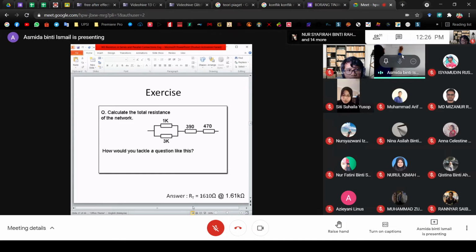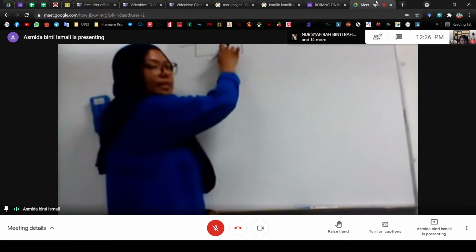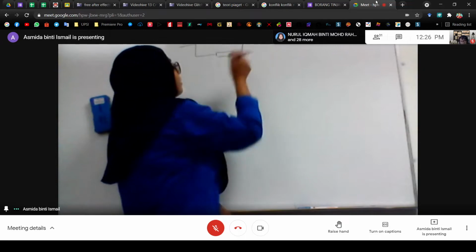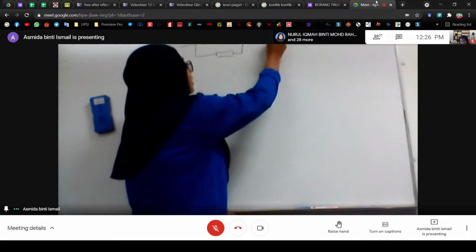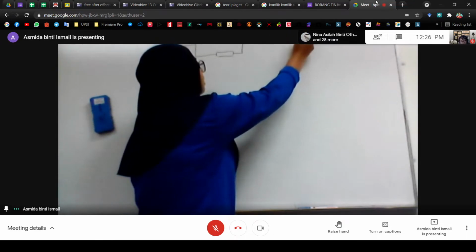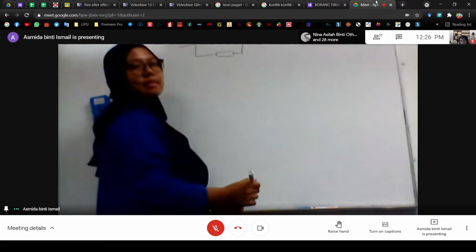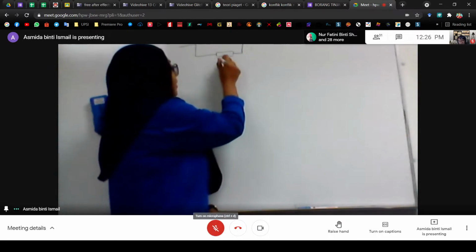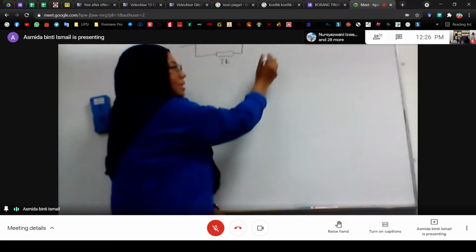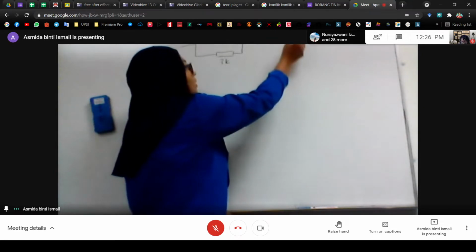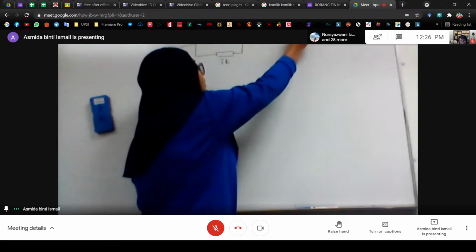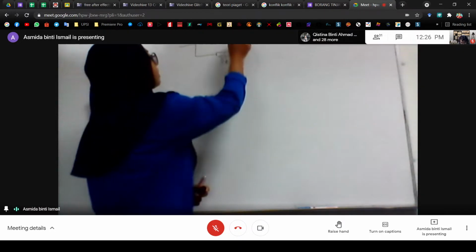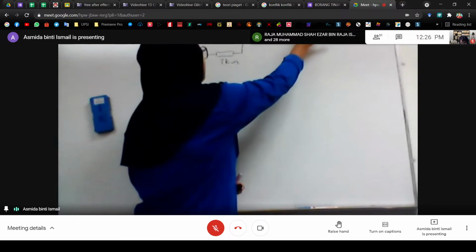Okay. Here is another symbol of resistance. Sama je, macam sebelum ni saya bikin. Okay. So this is 1 kilo ohm. This is 3 kilo ohm. And this is 390 and this one is 470. It's all in ohm.